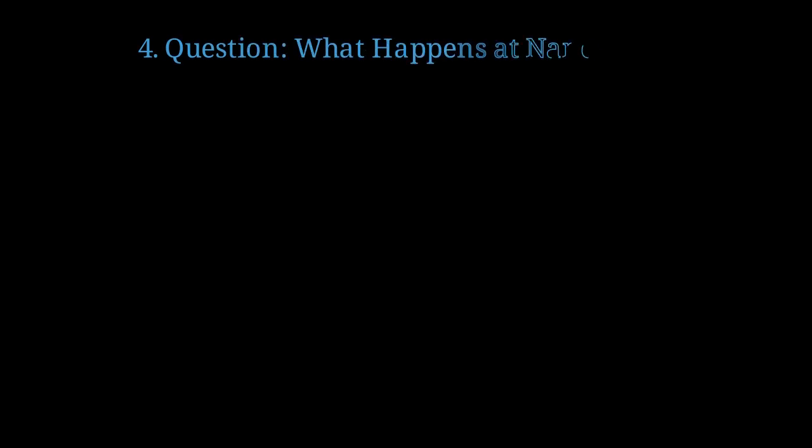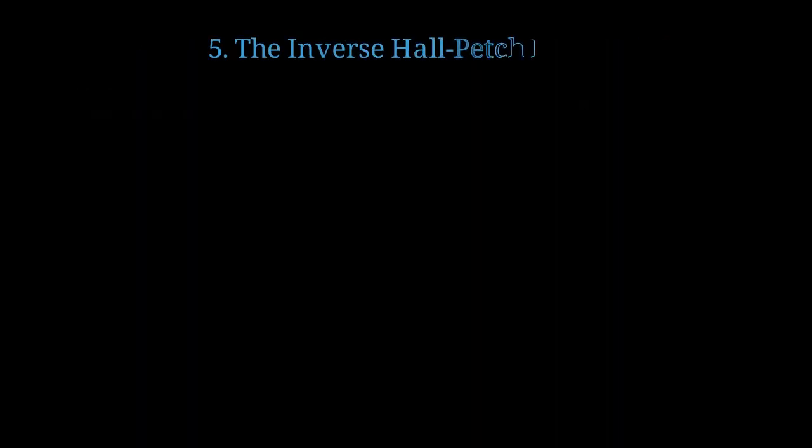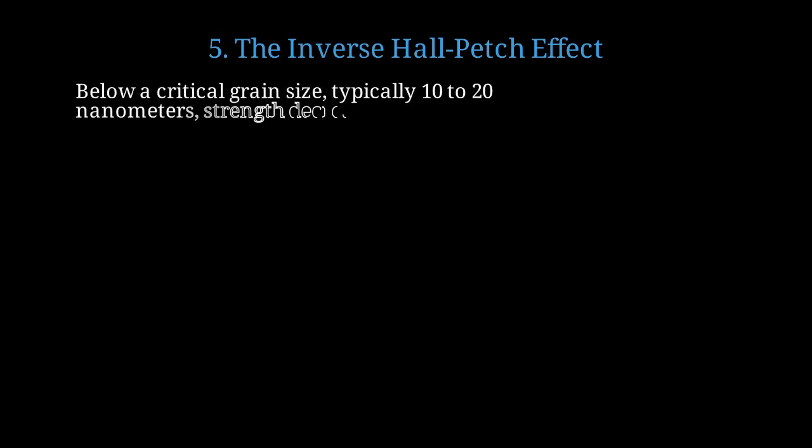Here's an important question. If smaller is stronger, what happens when we go all the way down to the nanoscale? Can we just keep making materials stronger and stronger by continuously reducing grain size? Let's find out. It turns out there's a surprising twist called the inverse Hall-Petch effect. Below a critical grain size, typically between 10 and 20 nanometers, the strength actually starts to decrease instead of increase.